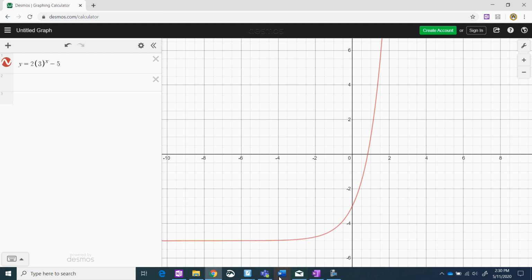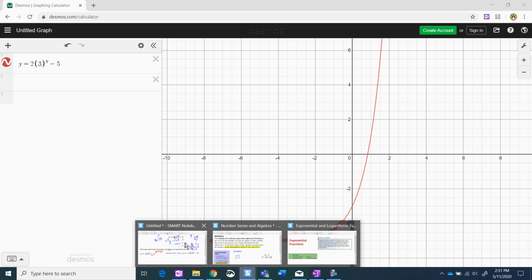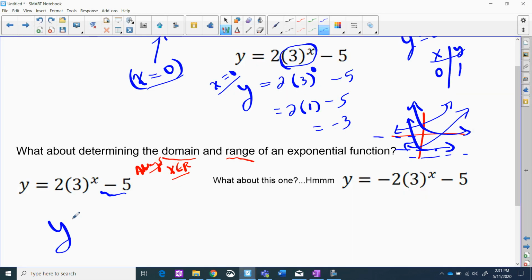Let's have a look at that back here. So all the y values are bigger than negative 5. That's your range. As I said, our domain, no restrictions. X could be any number I want it to be. What if we put a negative out here? Now again, if you would completely come into this blind without any knowledge of functions and transformations, it might be a bit of an issue.